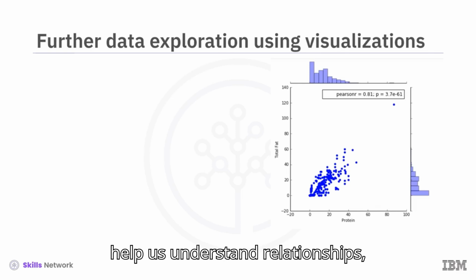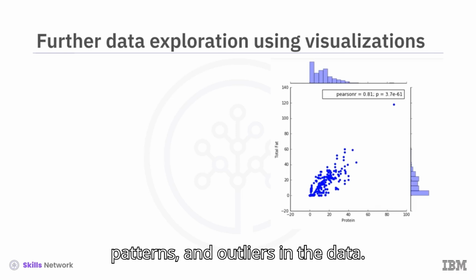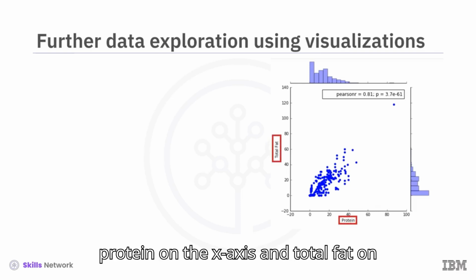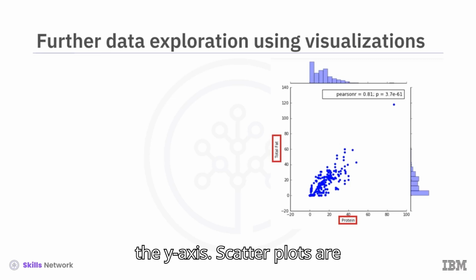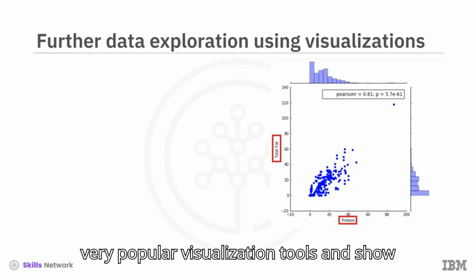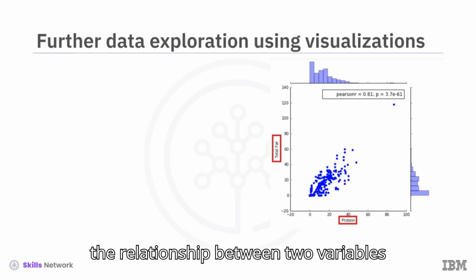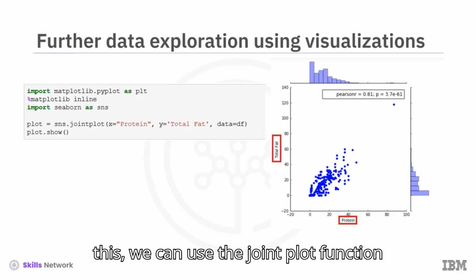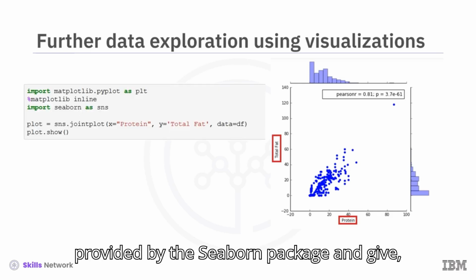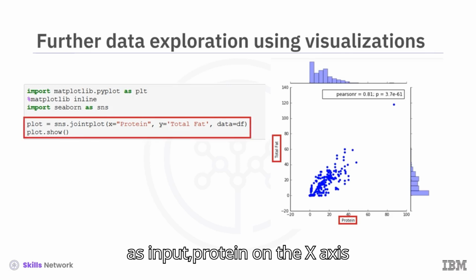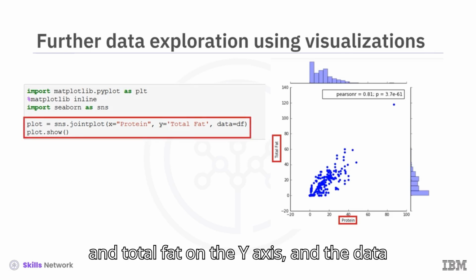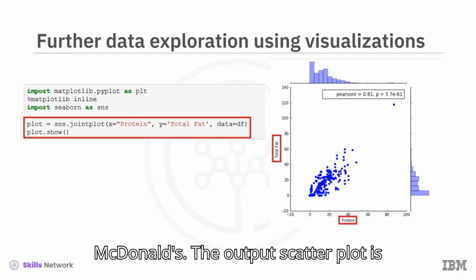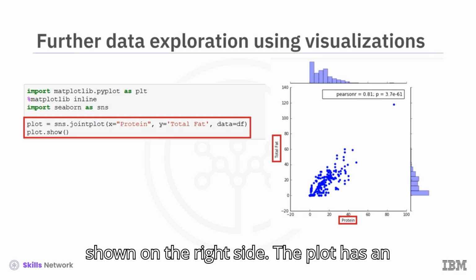They can help us understand relationships, patterns, and outliers in the data. Let's first create a scatter plot with protein on the x-axis and total fat on the y-axis. Scatter plots are very popular visualization tools and show the relationship between two variables with a point for each observation. To do this, we can use the jointplot function provided by the Seaborn package and give, as input, protein on the x-axis and total fat on the y-axis, and the data will be in the data frame df that contains the nutritional dataset from McDonald's. The output scatter plot is shown on the right side.